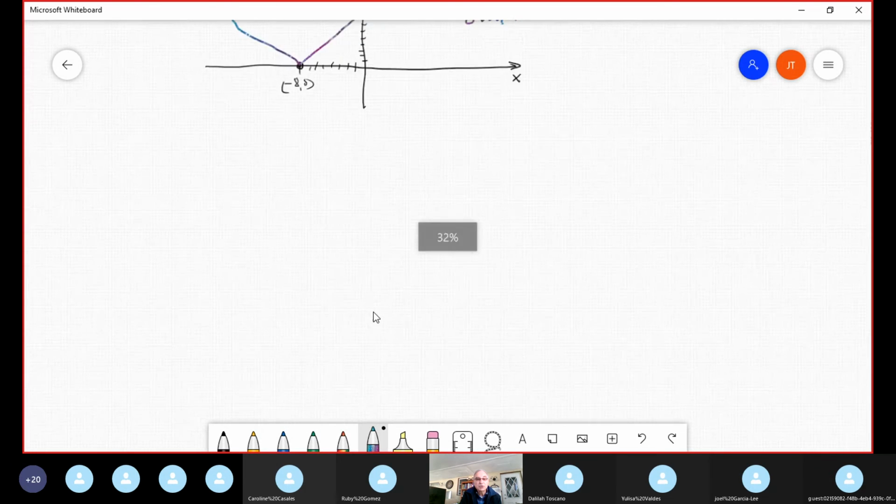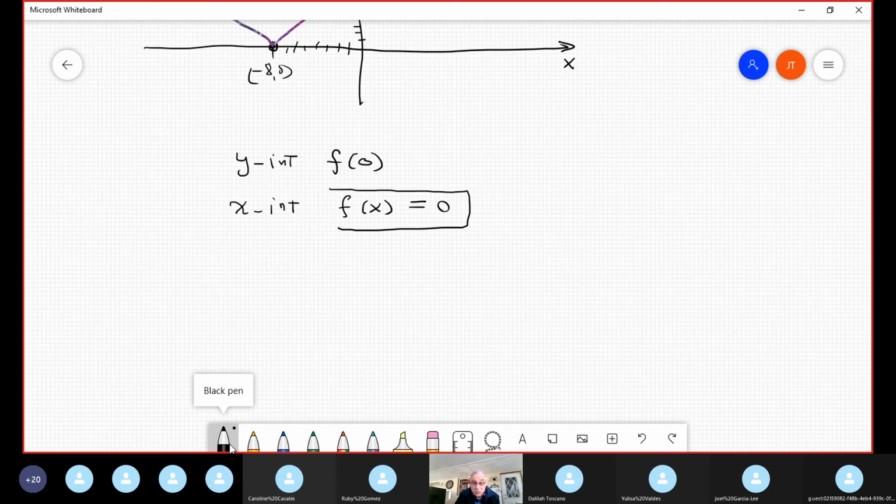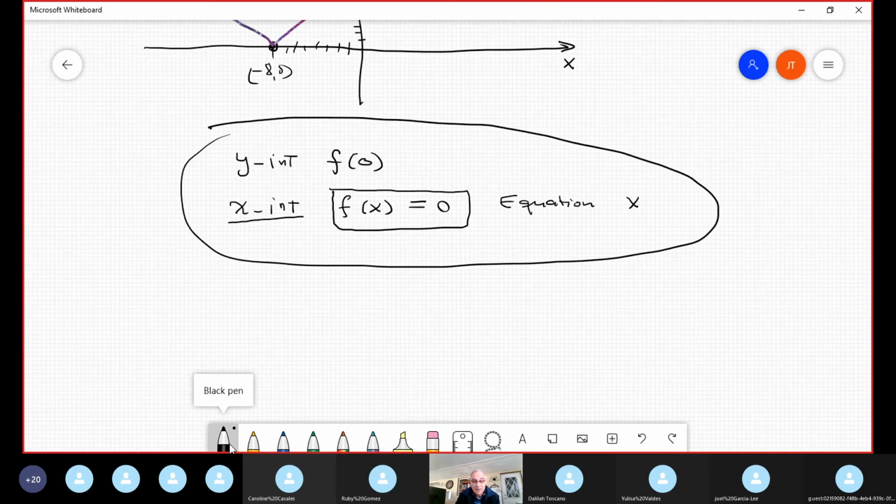Okay. Let me summarize the idea. To find the y-intercept, this is easy because you just evaluate the function at 0. This is numerical, no equation. For the x-intercept, it's more complicated. You take the function and you enforce it to be 0. Now you have an equation, and you solve this equation. Depending on the equation, maybe it's a quadratic equation, absolute value equation, radical equation, but you solve the equation. And the x value, when you solve this equation, represents the x-intercept. This is the key idea. Clear?